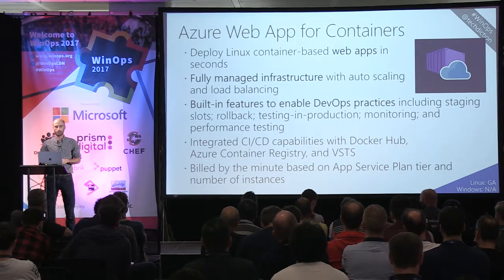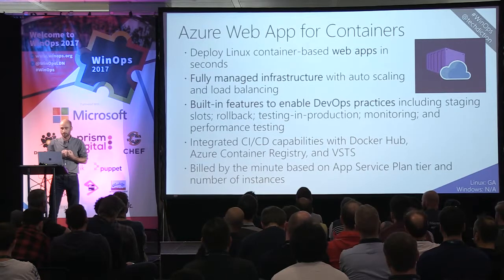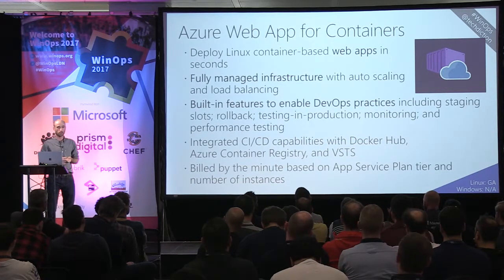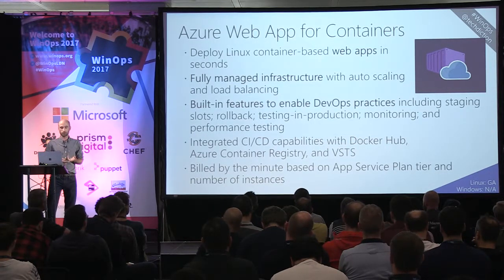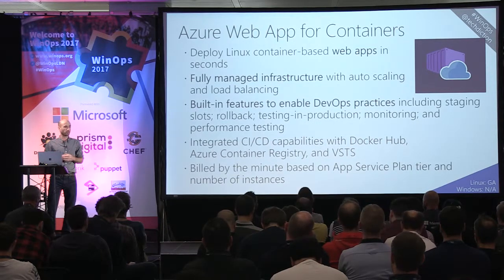And there's auto-scaling and load balancing in there, and other things to enable DevOps practices, such as staging slots, rollback, testing in production, monitoring, performance testing. I'm going to show you some of those. So it's a very easy way to move your application forward and start doing some of these cool things that people are talking about. And you get integrated CI and CD using those webhooks from Docker Hub or Azure Container Registry. It's billed by the minute based on the app service plan and the number of instances. So as you scale, you get more instances of an app service plan, which underneath is a VM, ultimately.